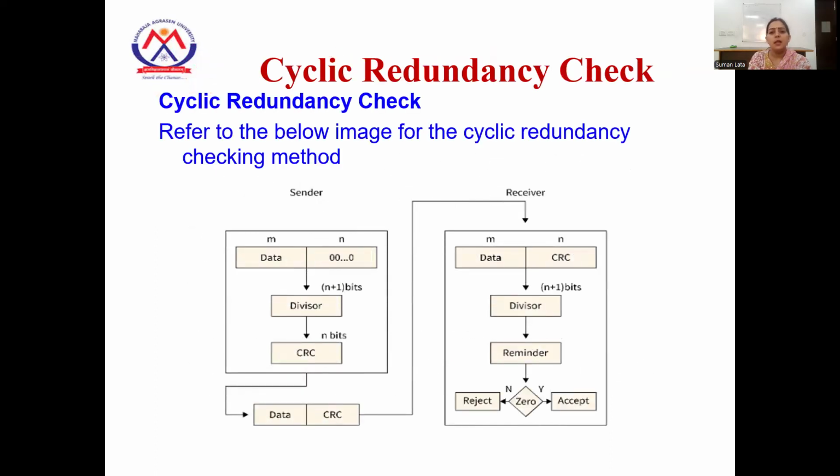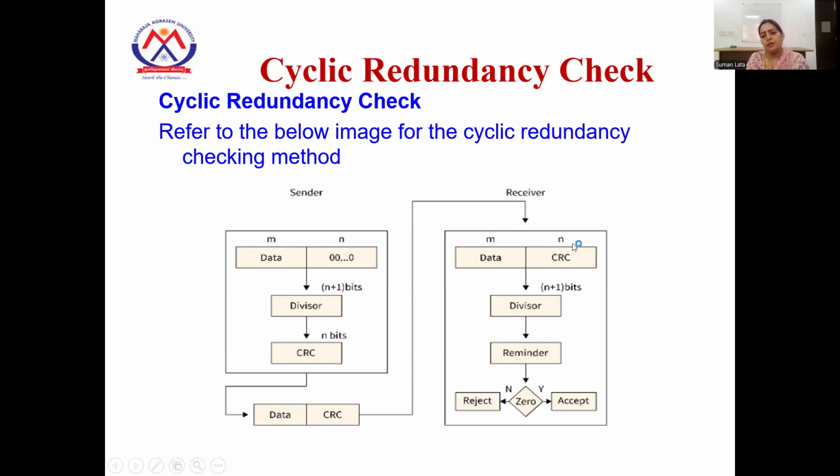The next detection method is CRC. CRC stands for cyclic redundancy check. As shown in the figure, we have data plus n number of bits that are known as CRC. We select some random bits for the divisor and the CRC is calculated. Then data plus CRC is sent to the receiver's end.